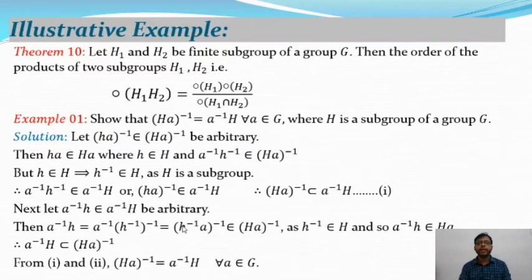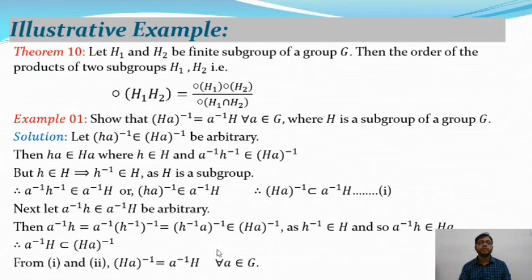You know that h inverse belongs to H, so h inverse a belongs to Ha. So (h inverse a) whole inverse belongs to Ha inverse. Therefore, a inverse H is a subset of Ha inverse, and we call this equation number 2. So from equations 1 and 2 we conclude that Ha inverse is equal to a inverse H for all a belonging to G.